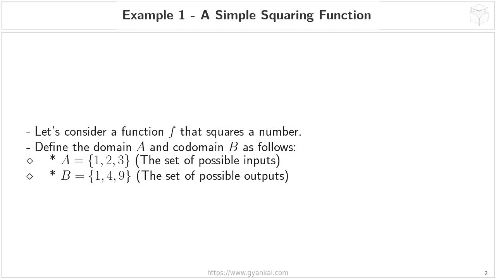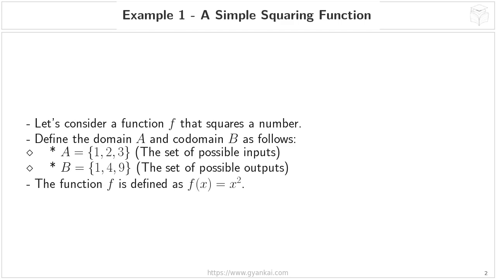We need to define what numbers we're allowed to put into the function, that's our domain. We'll call our domain A, and we're going to define it as the set containing the numbers 1, 2, and 3. Think of these as the possible inputs to our function. Next, we need to define the codomain, which is the set of possible outputs. We'll call this B, and it will contain the numbers 1, 4, and 9. Notice that these are the squares of the numbers in our domain.